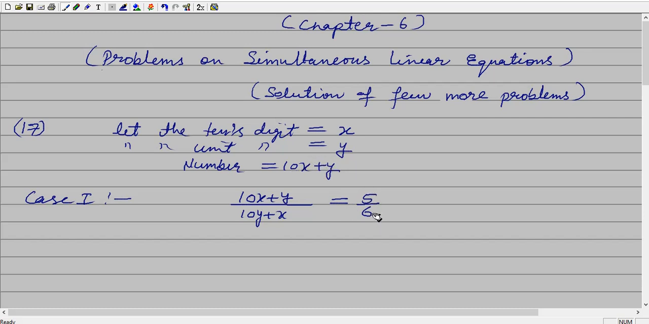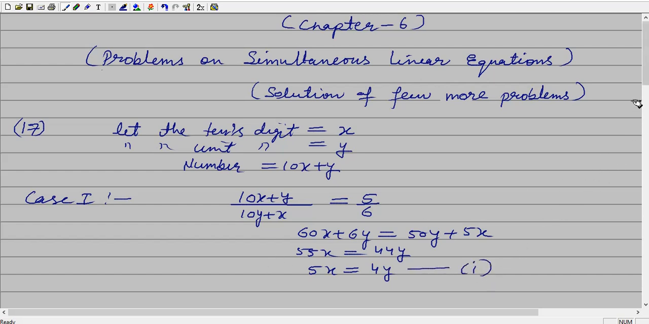Now cross multiplication, right? So 60x plus 6y is equal to 50y plus 5x. Solve: 60x minus 5x is 55x, equal to 50y minus 6y is 44y. Divide by 11, you can divide easily by 11, that is 5x is equal to 4y. You can say this is equation number 1.